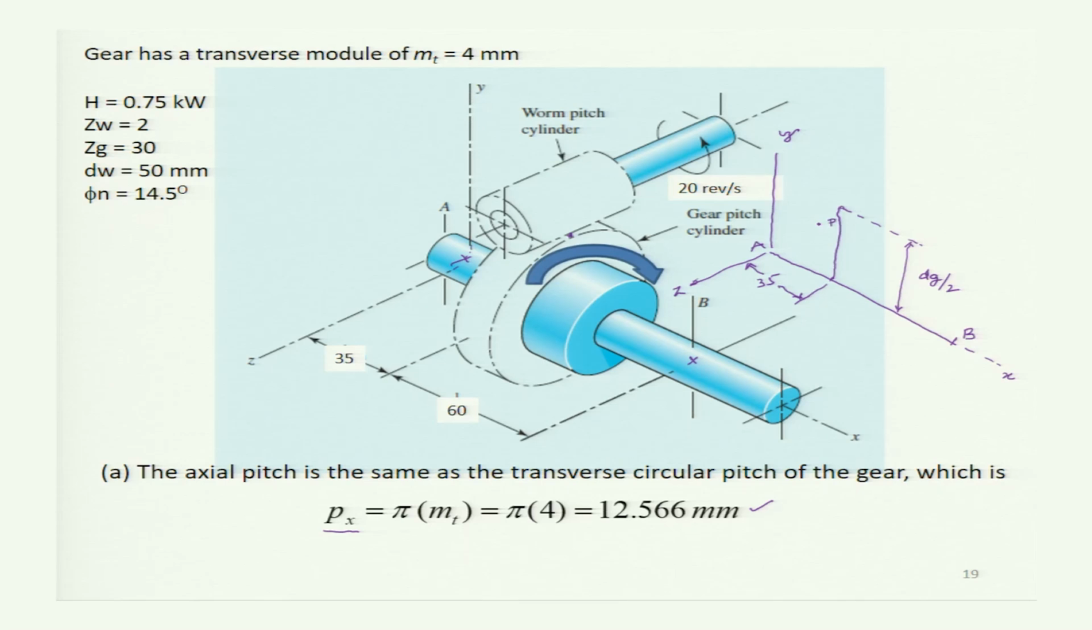So the transmitted load will act in the direction of rotation of the gear, because it is a driven gear, and for the driving worm the transmitted load will act opposite to its rotation, and the rotation given is like this. It is rotating in this way.